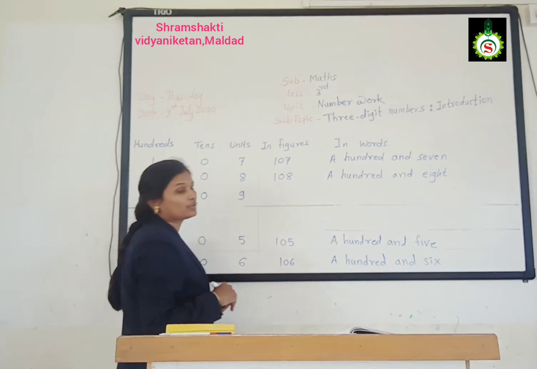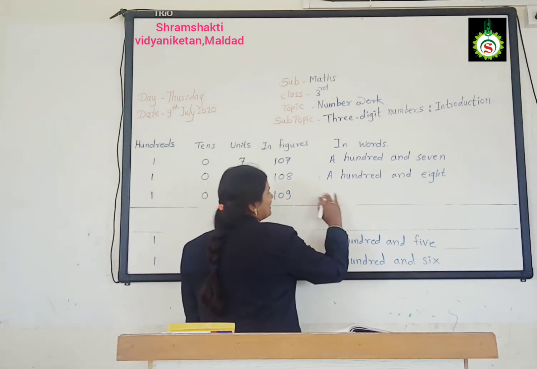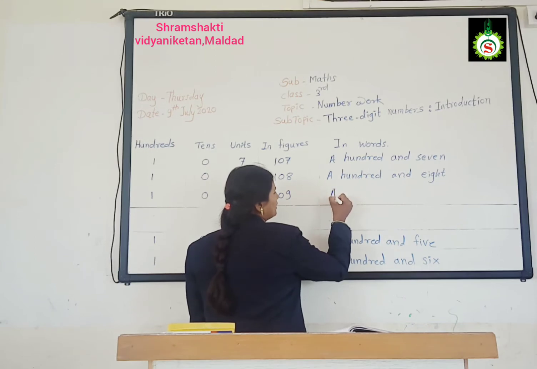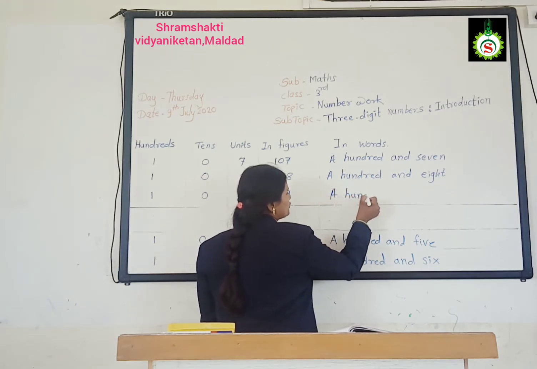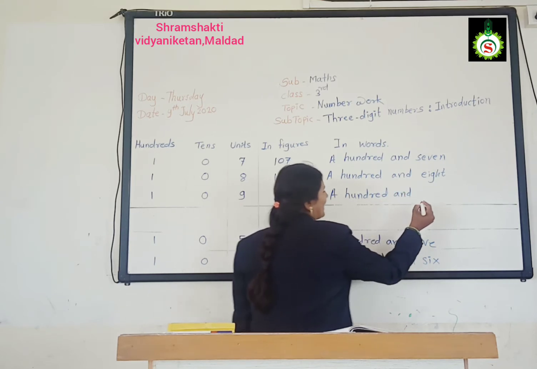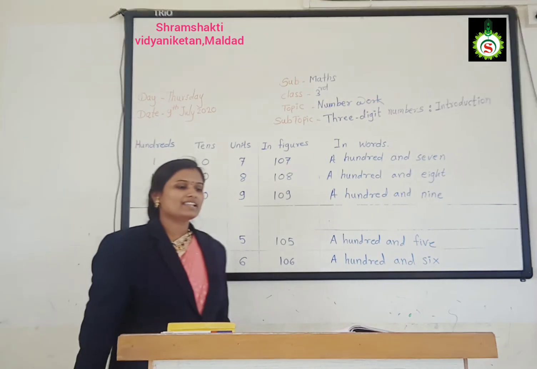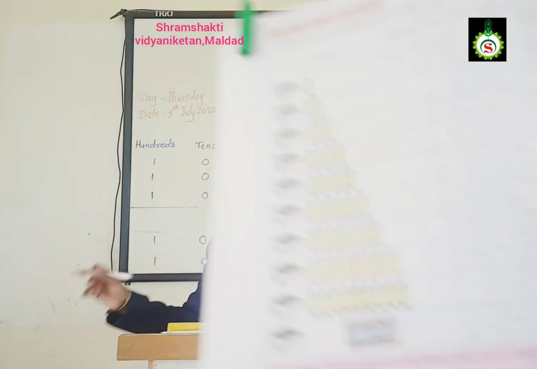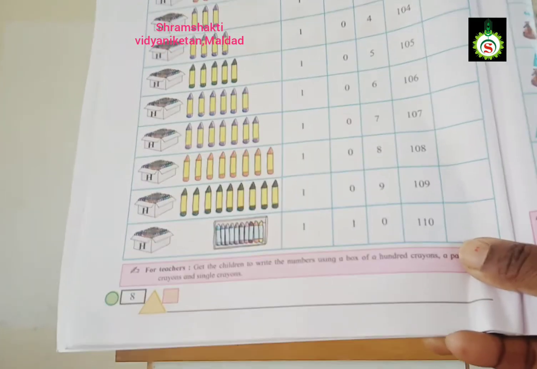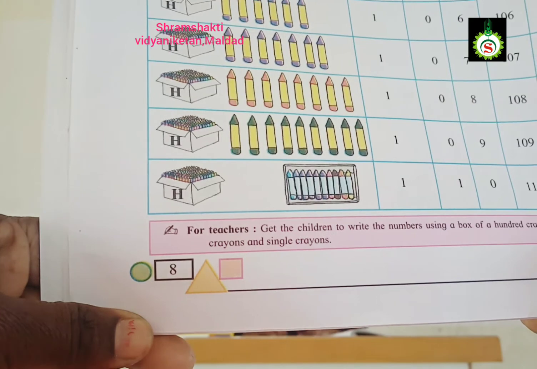Number we get? We get 109. Write in word: hundred and nine. See the next picture. What is this?